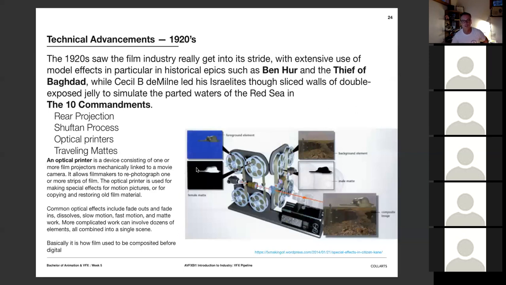Hopefully this gives a bit of an idea, but in a nutshell, it's basically how film used to be composited before digital. And that came along in the 1920s. That and the idea of traveling mats. What I mean by a traveling mat is a mat that travels along with another piece of film. Instead of being still, if I'm sitting here really nice and still, you can cut me out. But if I'm moving or the background's moving, that's a traveling mat. So it becomes a lot more complicated.